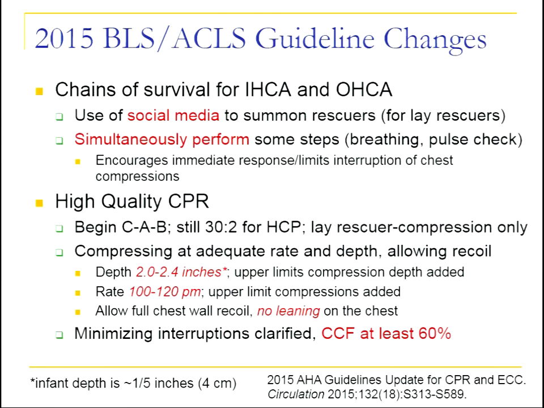The depth has changed to indicate a higher limit of normal, so it's 2 to 2.4 inches. The rate has now been changed to 100 to 120 beats per minute, and you want to allow for adequate chest recoil so there's no leaning on the chest. And there's this new term called chest compression fraction. You probably won't be asked a question on the exam about that. That's basically the time that you're giving compressions versus the time that you're not. And they want that, although there's not an optimal number, basically they're just saying you want 60 or more percent of the code situation to be giving compressions, ideally more than that.